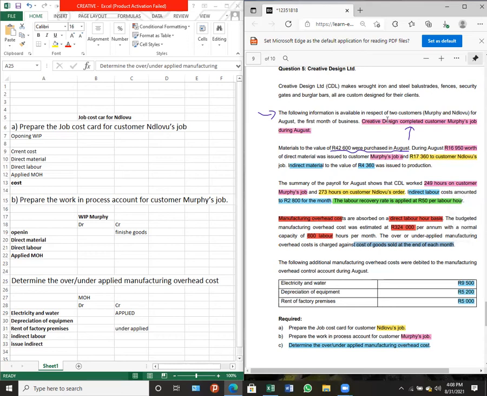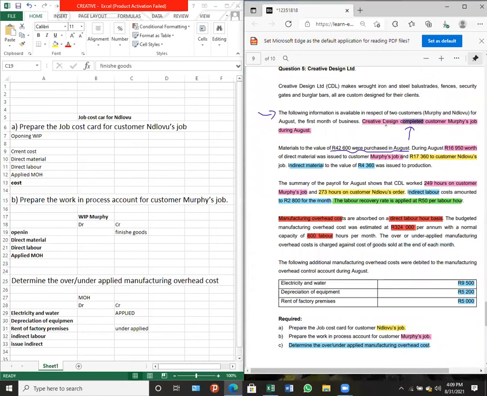And then sometimes here, guys, they can say it's possible. I don't want you to cram. It's possible they can say a creative design sold those goods. If they sold those goods, which means we are going to have a cost of sales. Here, if you check, guys, it is finished goods. Why? Because the creative design completed the job.